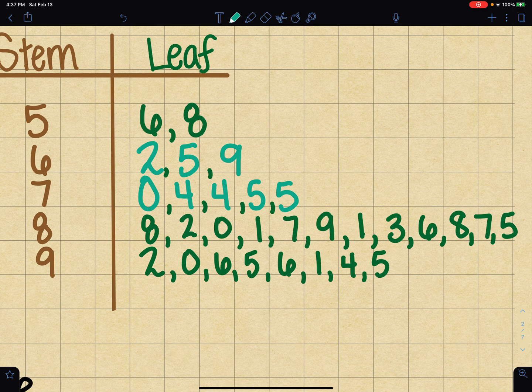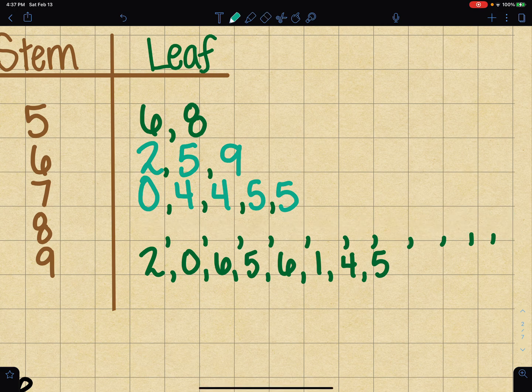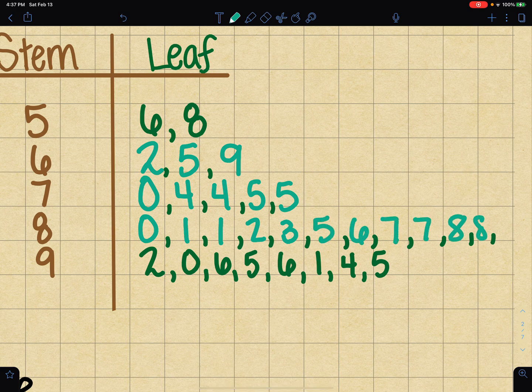And then they're actually all organized from least to greatest, if you do it that way. Okay, and they did it that way in your book. So the next one would be, I'm just copying your book now, and it would be in the 80s. It would be, let's see, 0, 1, 1, 2, 3, 5, 6, 7, 7, 8, 8, 9.